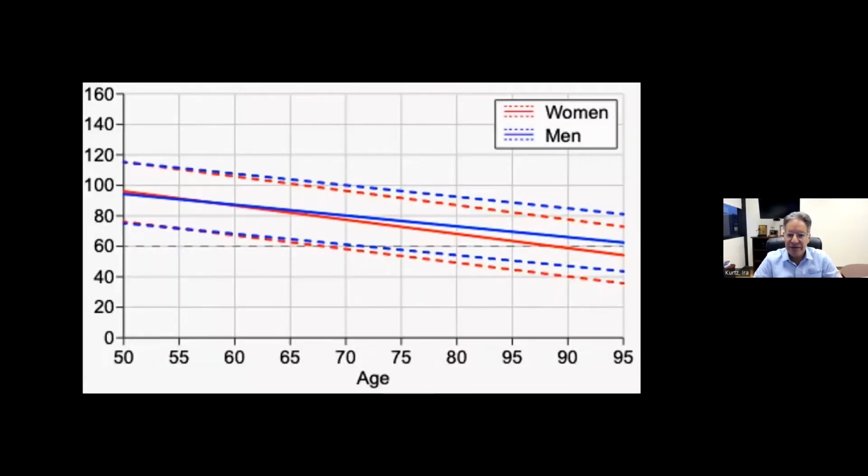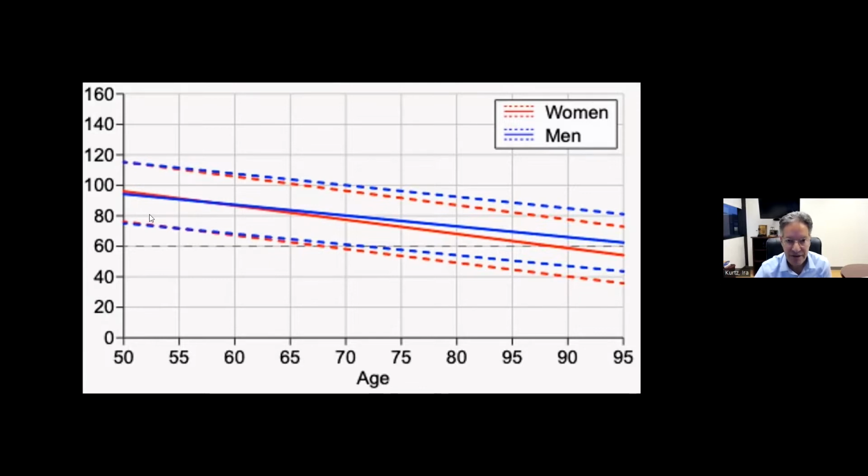Now, this slide shows that kidney function is not constant with age. As you age, your kidney function declines. This is not a disease process. This occurs in normal people, and it tends to be slightly different in men and women. The blue curve here in the center is the average. The upper and lower dotted curves are the range of change.